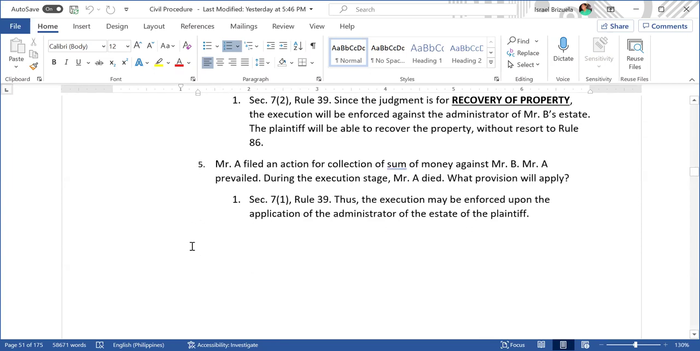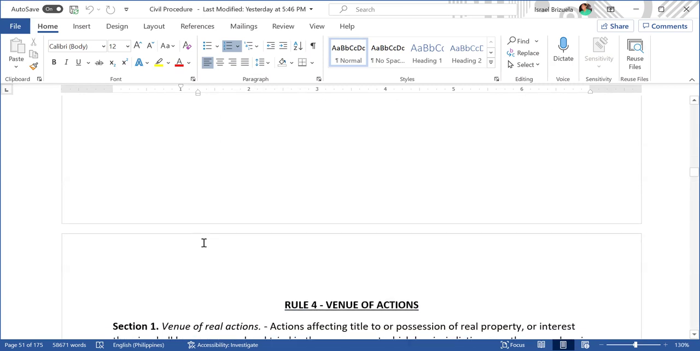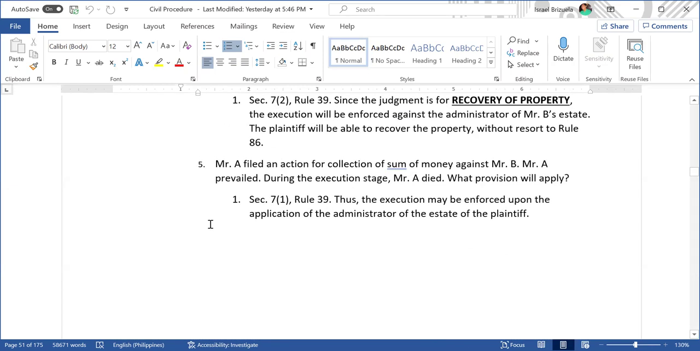Mr. A filed an action for collection of sum of money against Mr. B. Mr. A prevailed. During the execution stage, Mr. A died. What provision will apply? Section 7, paragraph 1, Rule 39. Thus, the execution may be enforced upon the application of the administrator of the estate of the plaintiff. Okay. So that will end our discussion on Rule 3 on parties to civil actions.